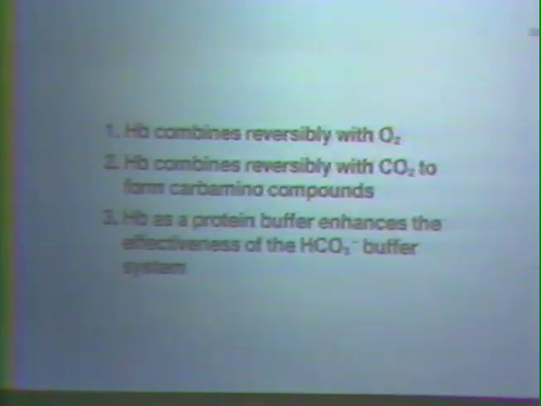33. In summary, 1. Hemoglobin combines reversibly with oxygen. 2. Hemoglobin combines reversibly with carbon dioxide. And 3. Hemoglobin as a protein buffer enhances the effectiveness of the bicarbonate buffer system.